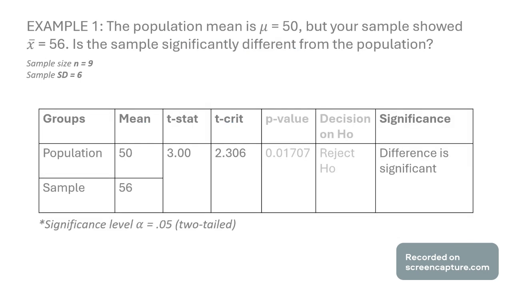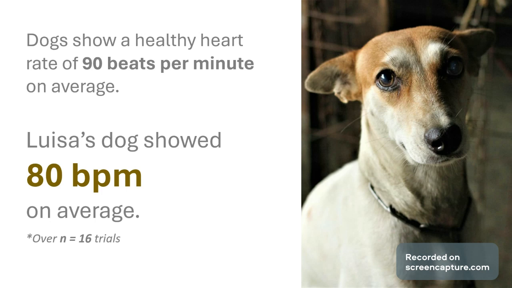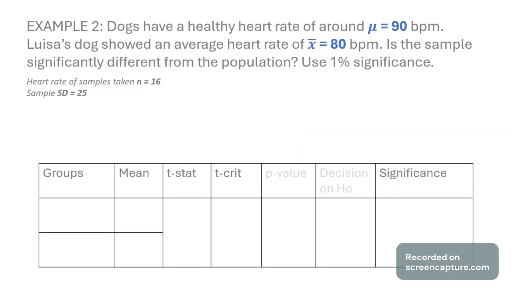Here is the final clean appearance of the statistical table. How about a second example? Dogs show a healthy heart rate of 90 beats per minute or BPM. Louisa's dog only showed 80 BPM on average over 16 trials. Let's use a 1% significance to determine whether Louisa's dog showed a significantly different heart rate than what is expected.